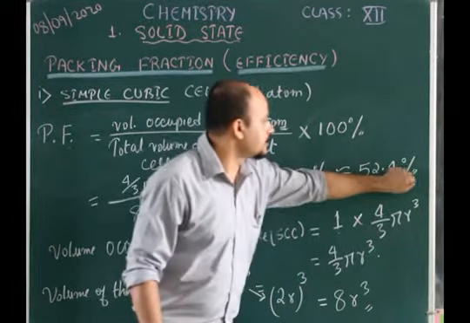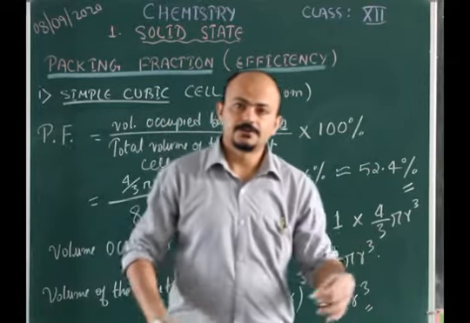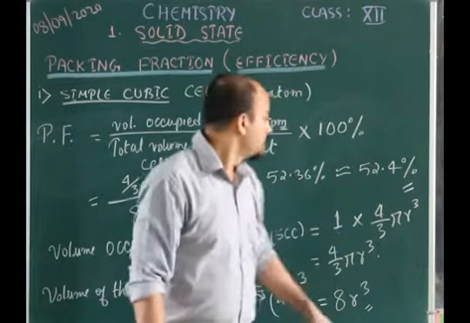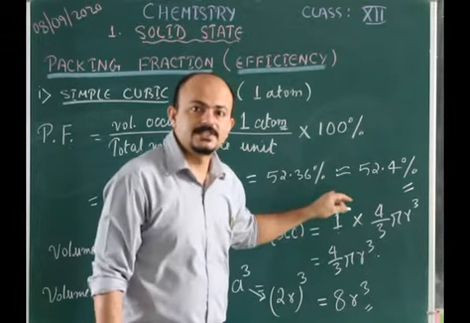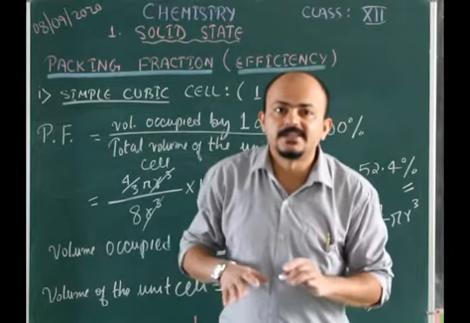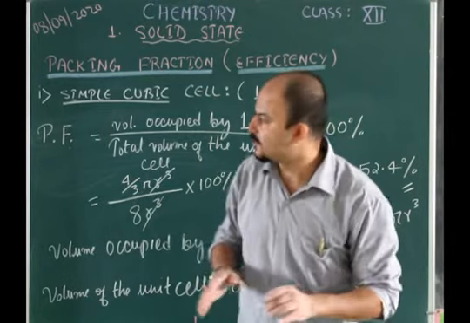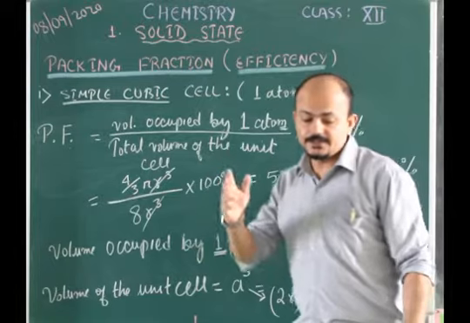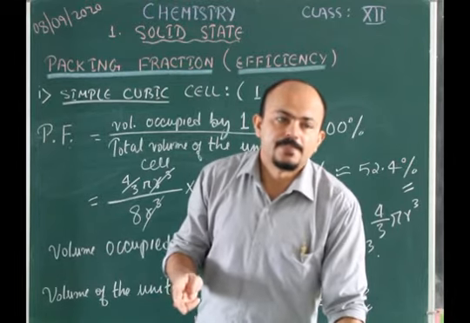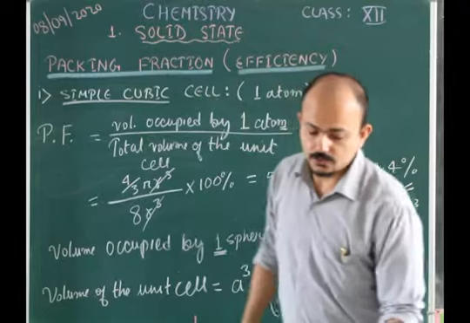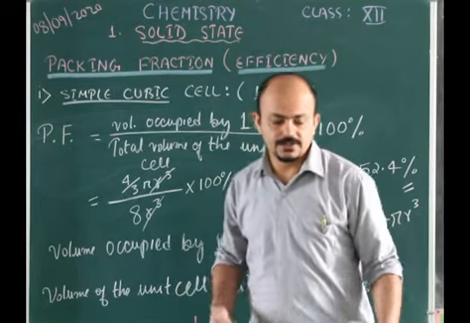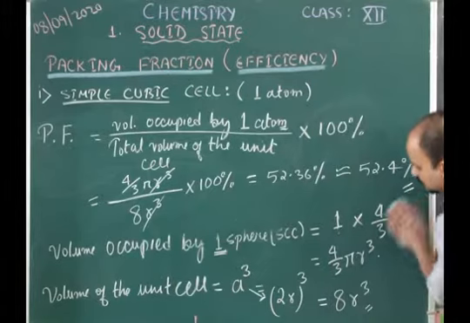So what information do you get from this particular packing fraction? If the volume of the unit cell, the cube, is 100%, then out of 100%, 52.36% of the volume of the total cube is occupied by the atom. The other spaces are vacant or empty spaces. Hope you understood it. Similarly, in our previous video we discussed simple cubic, body centered and face centered cubic unit cells. Calculation of packing fraction for all these three types of unit cells is in your syllabus, and this derivation is also there. So you need to practice this properly.